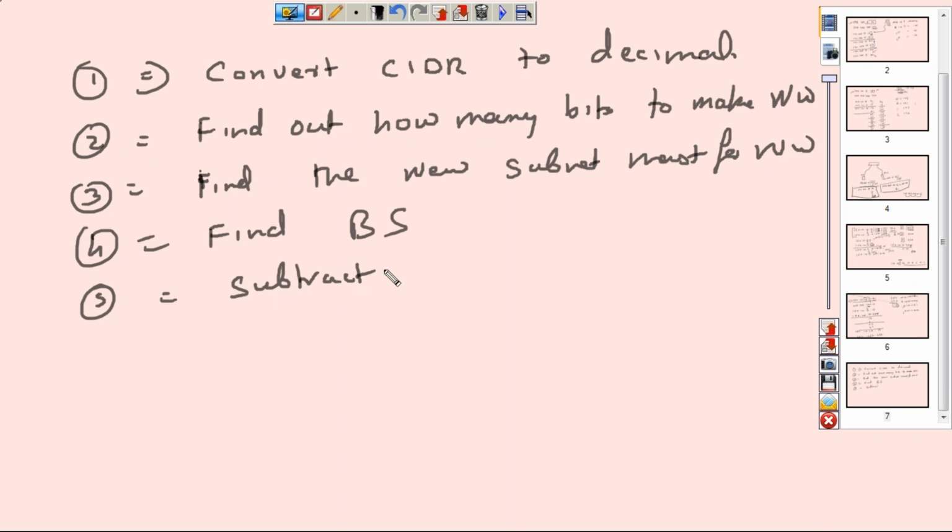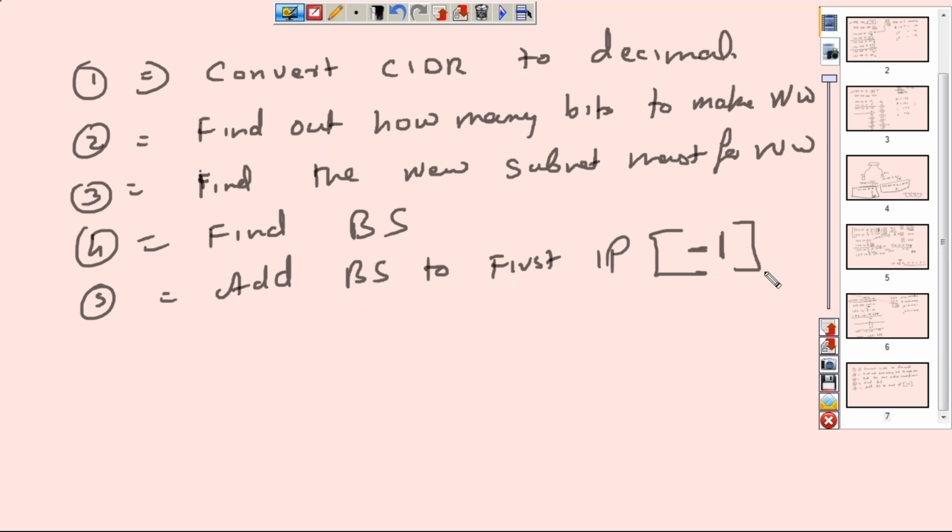Fifth step, subtract block size. Oh, sorry, finding the block size is already subtracting, so we don't need to add that. Then we add the block size to the first IP, and here is where you remember to do that minus one. This is the only place where your math teacher is going to shoot you. That's it, five steps. Good to go? All right.